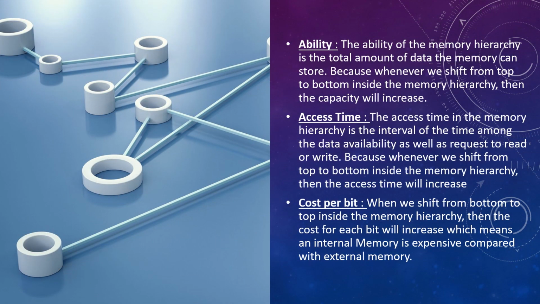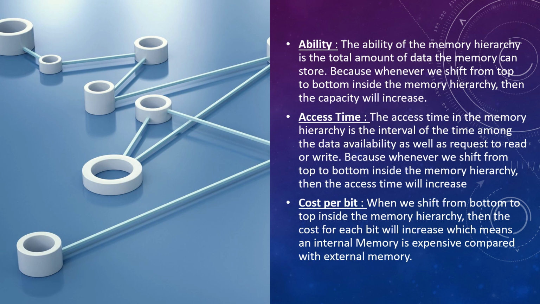Capability. The capability of the memory hierarchy is the total amount of data the memory can store. Whenever we shift from top to bottom inside the memory hierarchy, the capability will automatically increase. Access time. The access time in the memory hierarchy is the interval of time between the request to read or write and the data availability. Whenever we shift from top to bottom inside the memory hierarchy, the access time will increase.